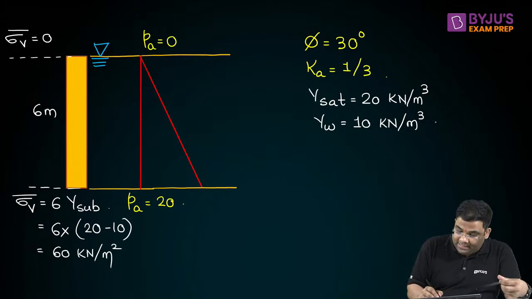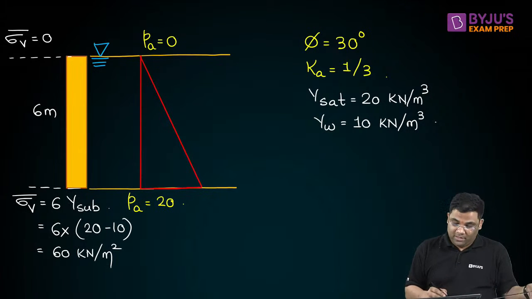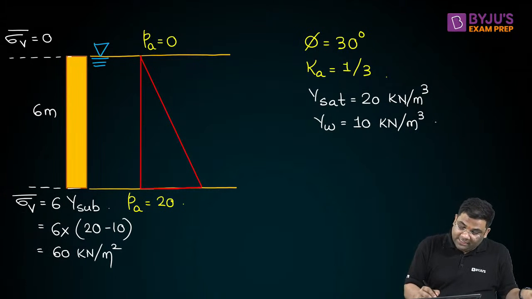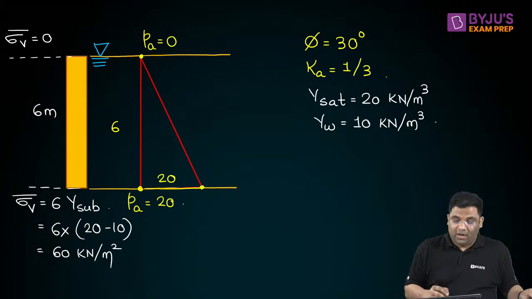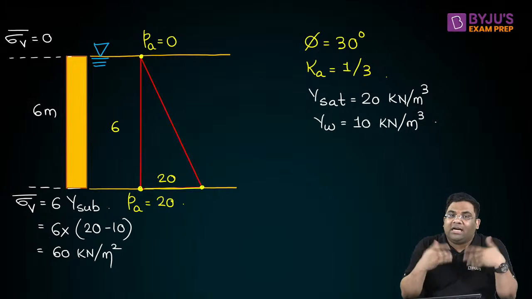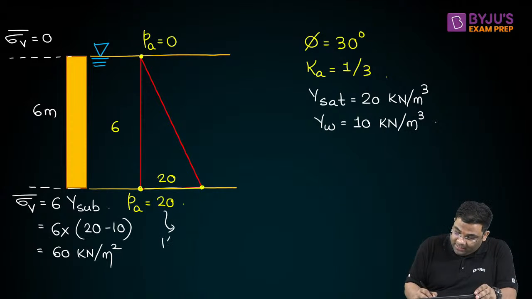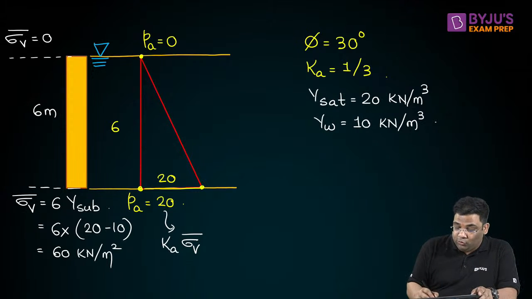I'll get another triangle now, right? Here it is 20, here it is 6. Now this particular distribution is the earth pressure due to soil. This was simply Ka into vertical stress, and Ka was 1 by 3. Now this is due to soil, right?